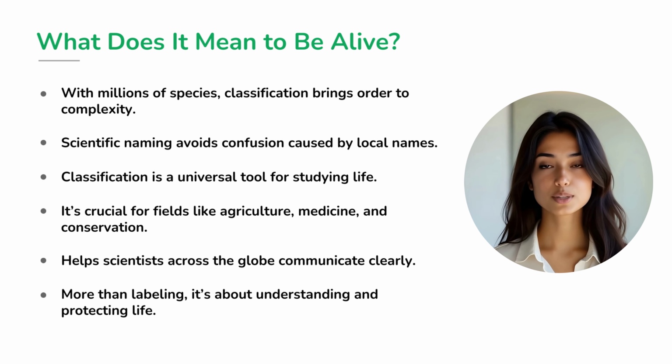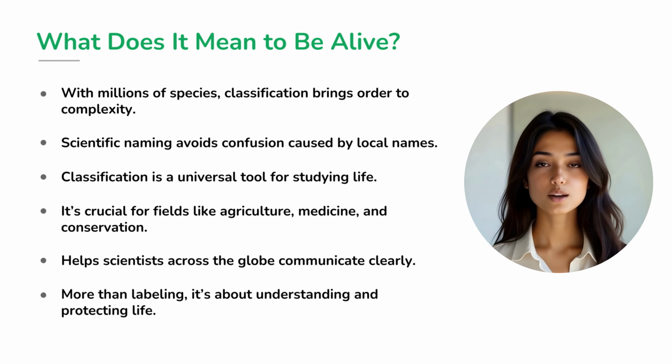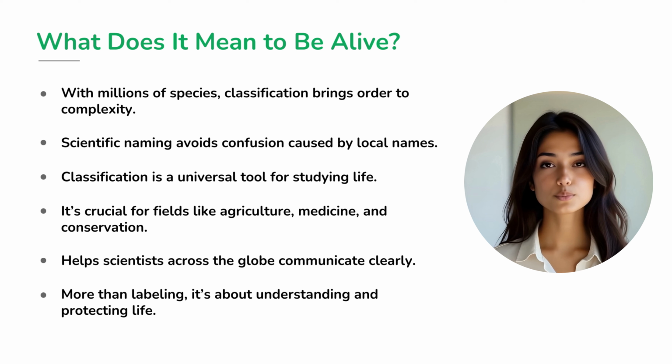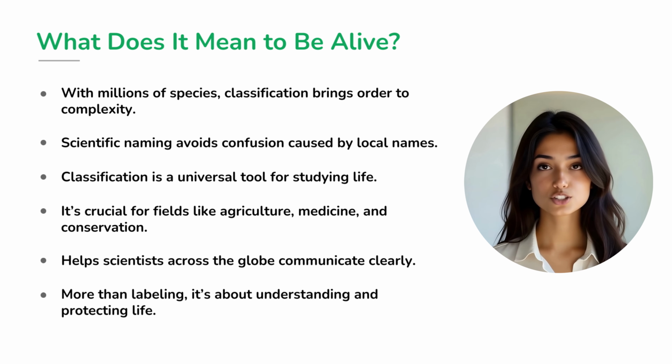With millions of species on Earth, each with its own traits, how do scientists study life in a meaningful, consistent way? Imagine if every region had a different name for mango. One fruit, hundreds of names, it would be impossible to communicate clearly. That's why we need a universal system for naming and classifying organisms. It brings order to the beautiful chaos of life and helps scientists around the world speak the same biological language.